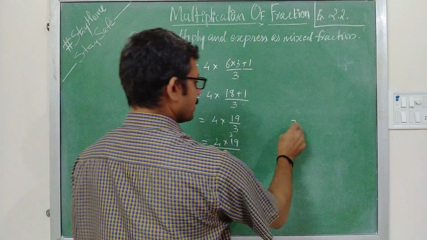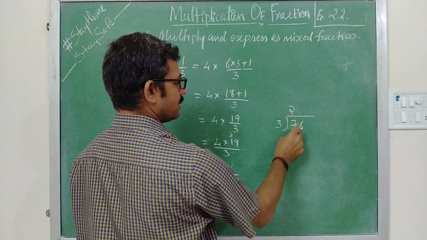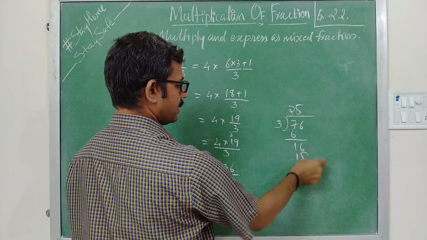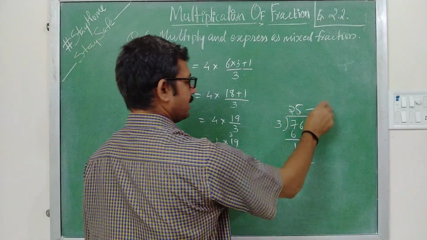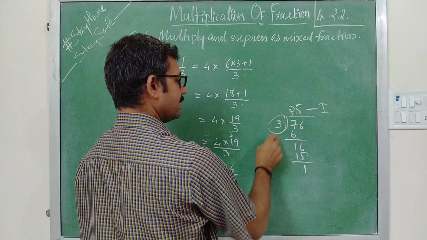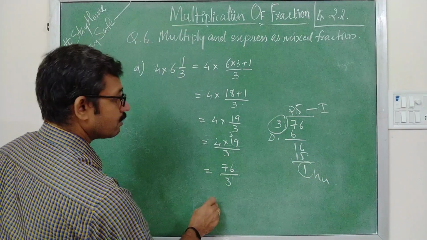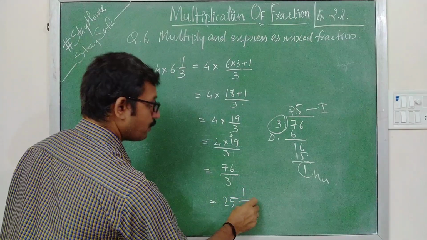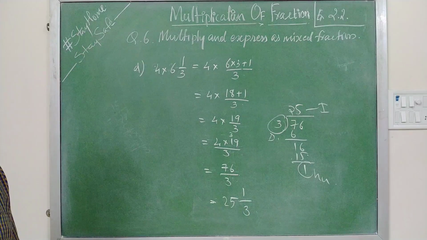Now what you have to do is 76 divided by 3. 3 2s are 6, 1, 16, 5 threes are 15, 1. Now here again, this is the integer, this is the denominator and this is the numerator. So which is equal to 25 integer 1 upon 3. Understand it? Continue.